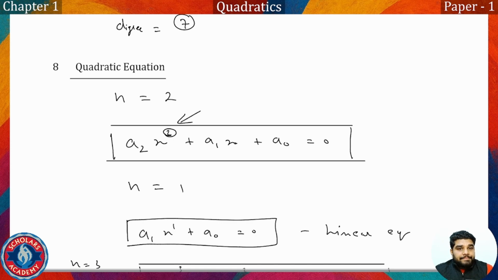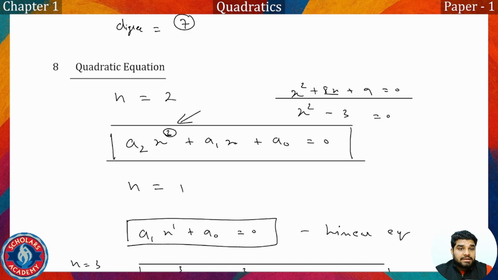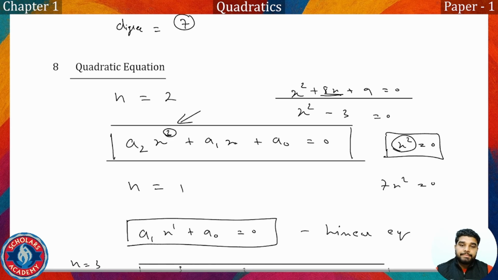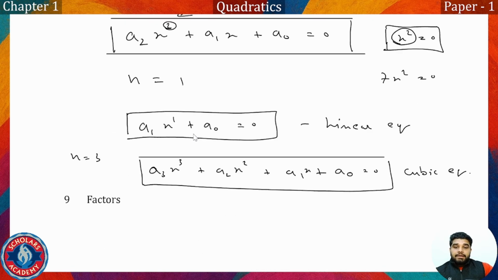Some examples are, if I say x square plus 8x plus 9 is equal to 0, this is a quadratic equation. If I take x square minus 3 is equal to 0, this is also a quadratic equation because the constraint is on x square. There is nothing told about x. Or if I say just x square is equal to 0, this is also a quadratic equation. The constraint is just on x square. Or if I say 7x square is equal to 0, that's also a quadratic equation. Alright, let's move forward.